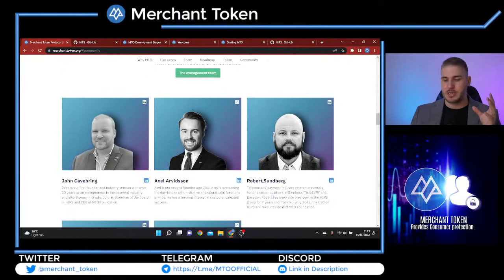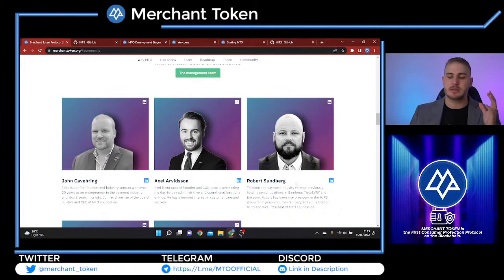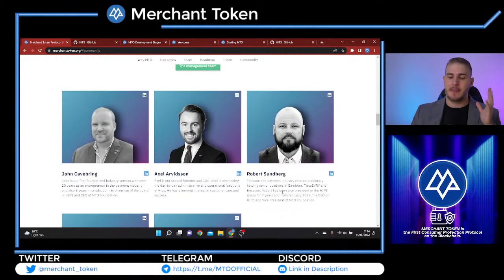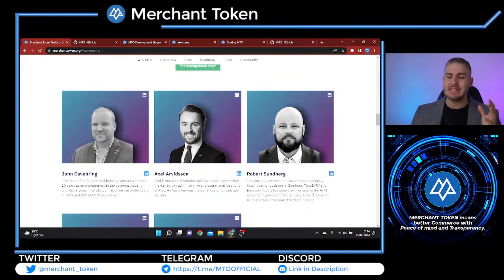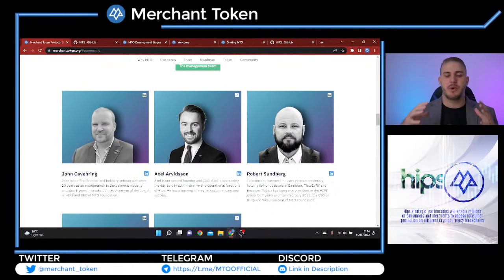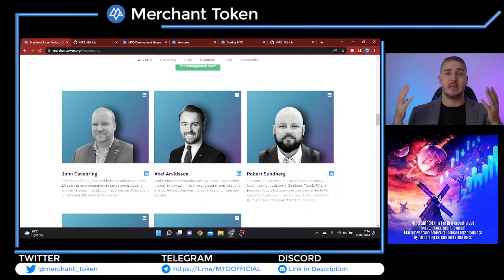Also, a new face that you might see is Robert Sandberg. Robert Sandberg is basically the vice president of the MTO Foundation, and he's now become the CEO of HIPS. If you have noticed, last year we shared a post on Twitter saying that we will be focusing more on MTO, and MTO will become its own entity. And this is basically what he was leading into.